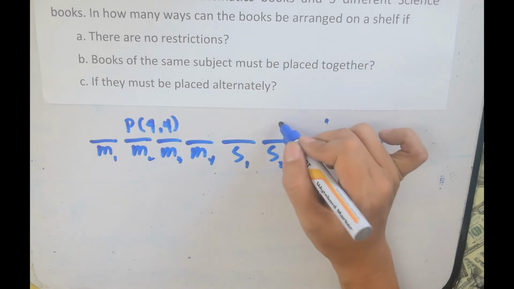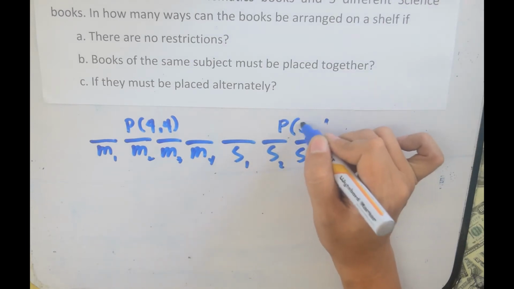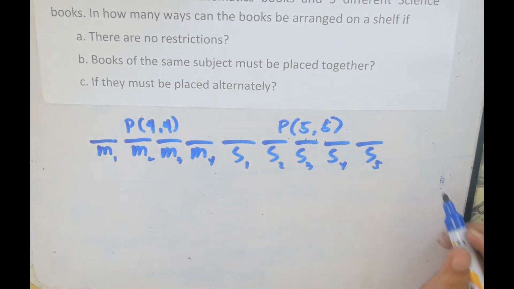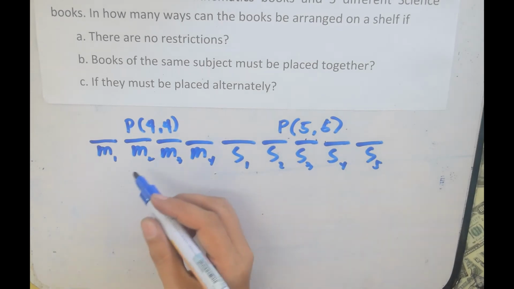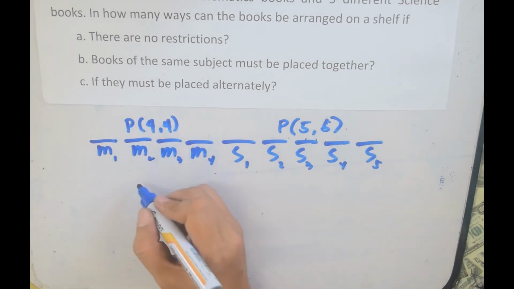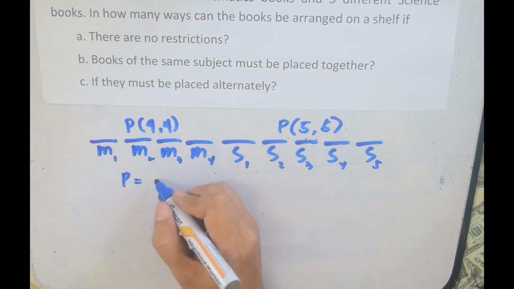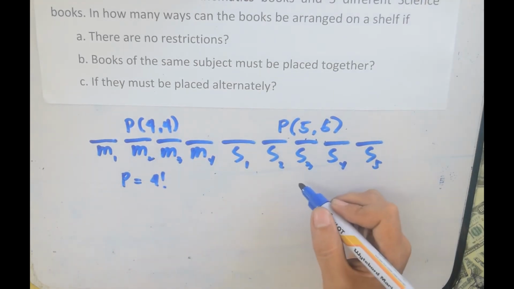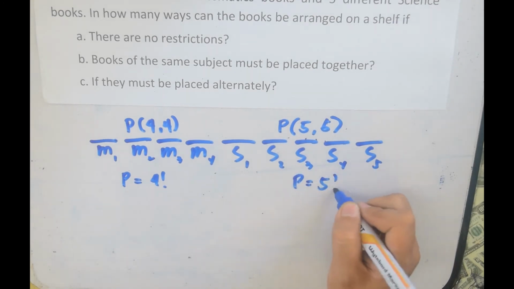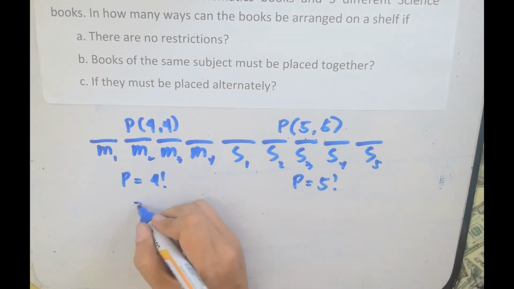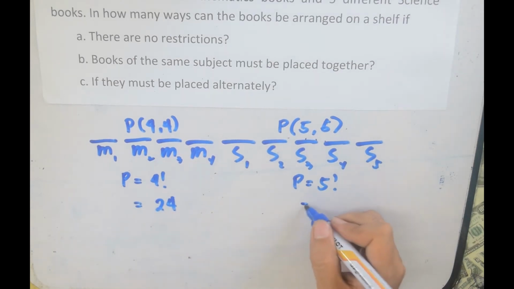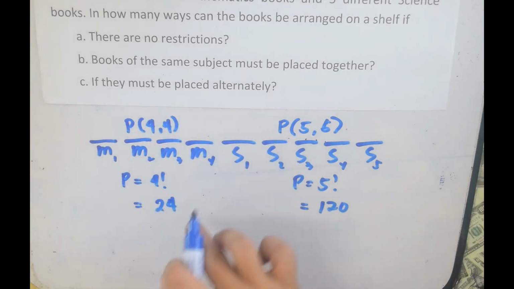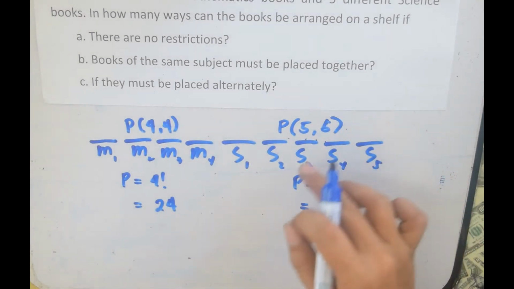In science, you have 5 science books. Your N is 5, taken 5 at a time because you are going to arrange them all. So the arrangement of this one is 4 factorial, right? Since your N and R are the same. Here, we have also 5 factorial since your N and R are the same. So that's 24, and this is 120. So the arrangement for the math books is 24, and the arrangement of science books is 120.